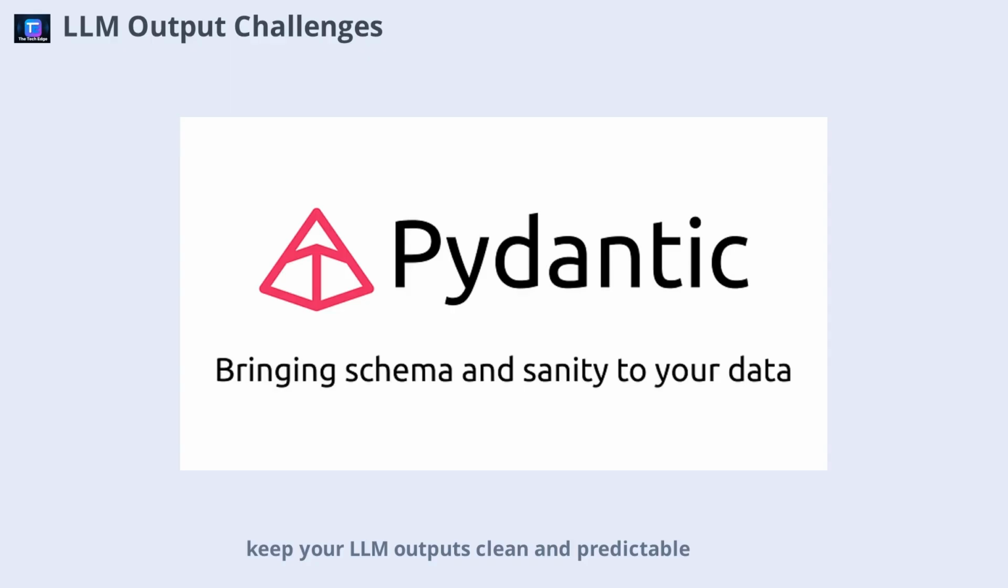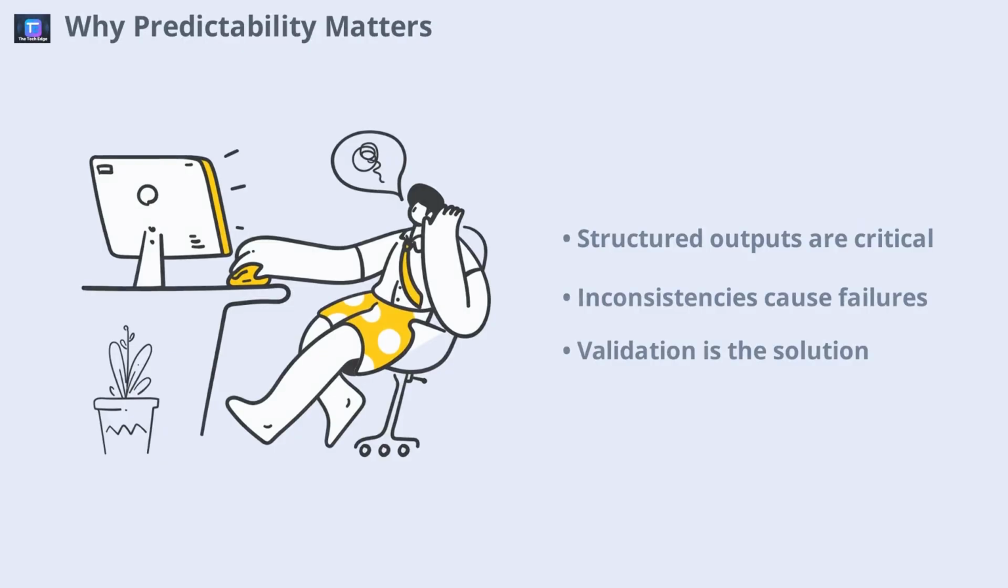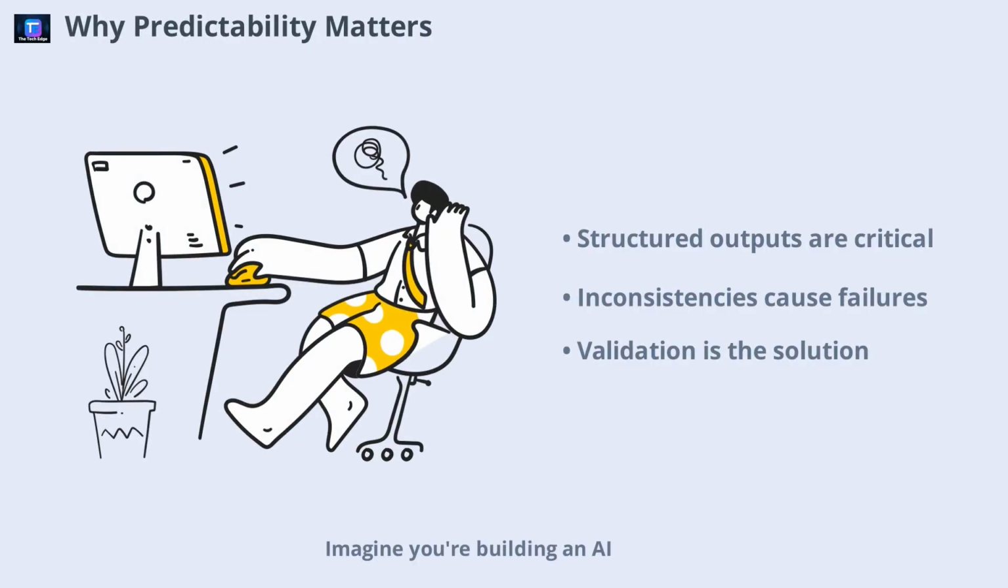Let's dive into how Pydantic can help keep your LLM outputs clean and predictable. Imagine you're building an AI application that depends on structured outputs, like a chatbot or a summarization tool. Even small inconsistencies in the data format can lead to big failures, crashing APIs, corrupting databases, or breaking user flows. That's why predictability in LLM outputs is so important. When your app expects a certain structure and doesn't get it, the whole workflow can fall apart.